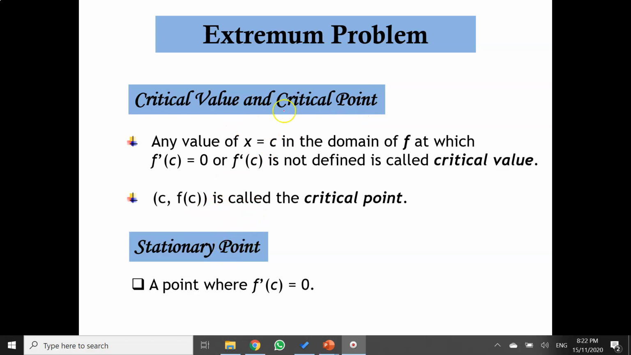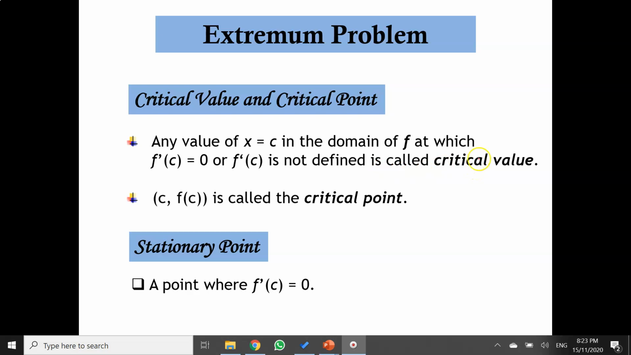So these are the very familiar terms in extremum problem. So you need to know this one first. So what is critical value and critical point? Okay, any value of x equal to c in the domain of f at which f prime c equal to 0 or f prime c is not defined is critical value.